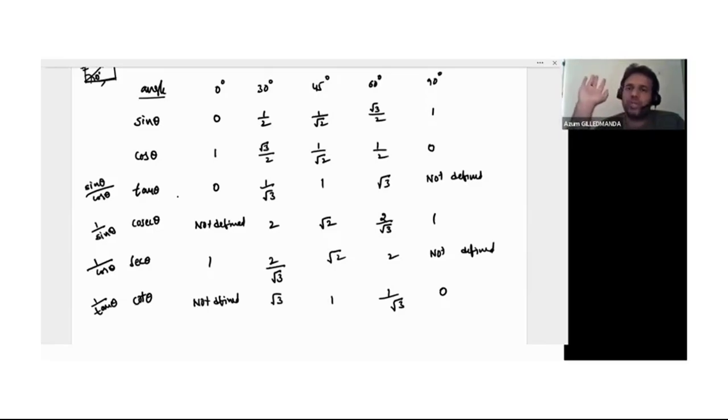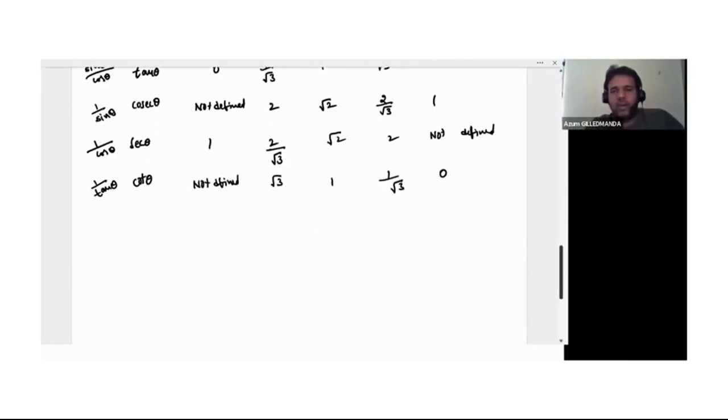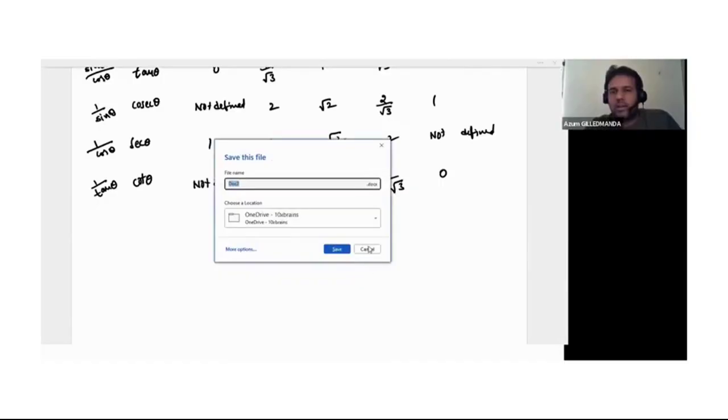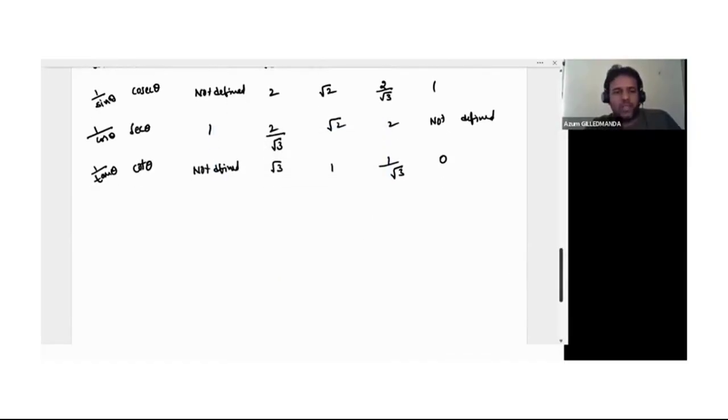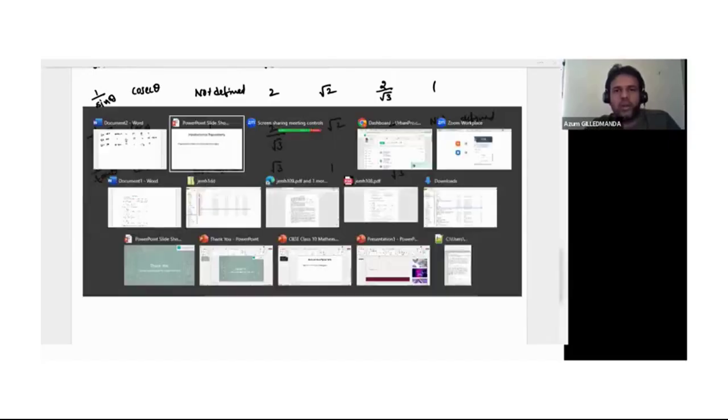So this table you need to remember, the various values of trigonometric ratios for different angles. You need to remember, and how these angle values are useful. So how these angles are useful, we will see using some examples here.